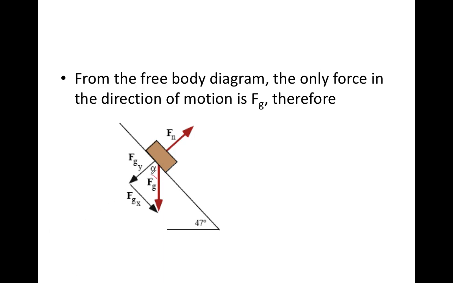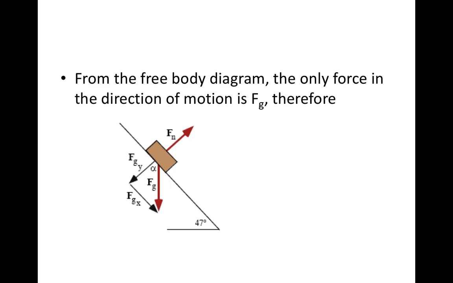And we break up Fg into Fgy and Fgx, okay? And from the free body diagram, the only force in the direction of motion is Fg, okay? So Fg is the only force acting in the direction of motion. The Fgy is perpendicular to the motion, Fn is perpendicular to the motion, so these two forces do not affect the motion of the object. It's only Fgx that affects the motion of the object down the ramp because there's no friction.